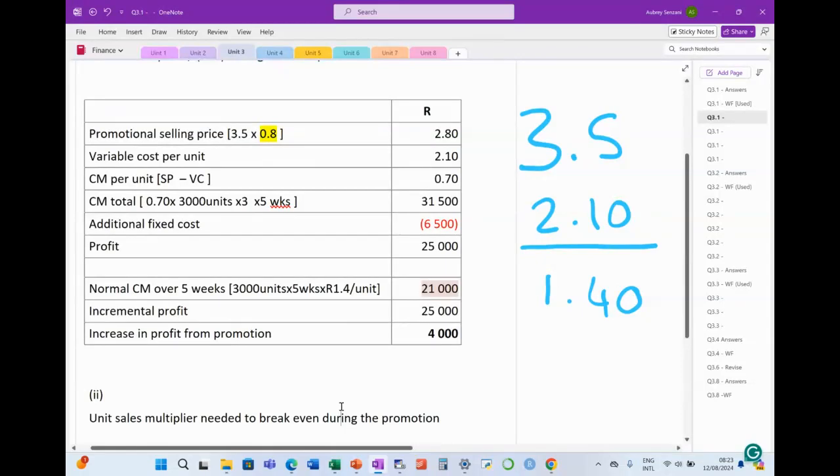What are they asking on the next bit? They're saying calculate the sales multiplier used during the promotion to break even.